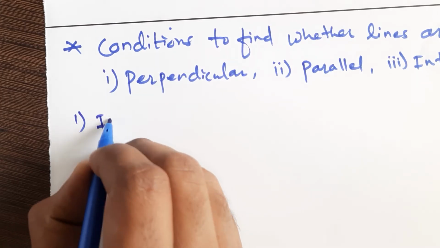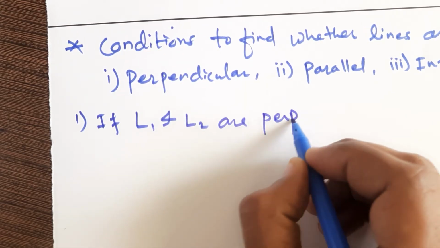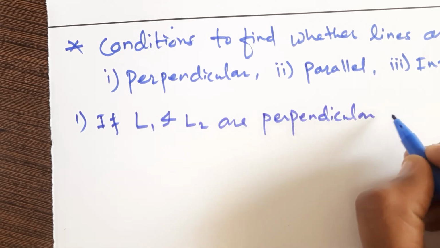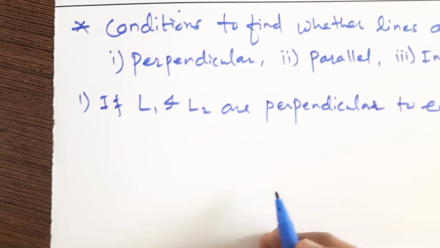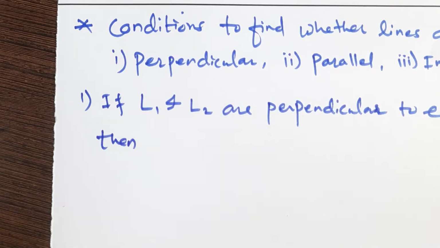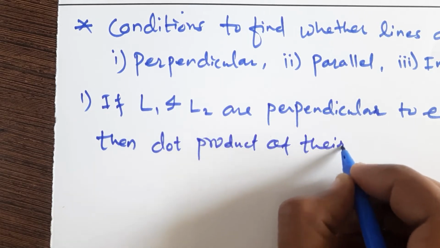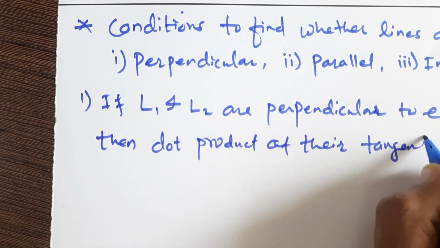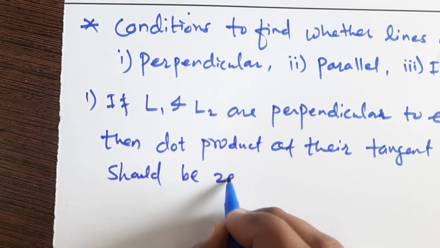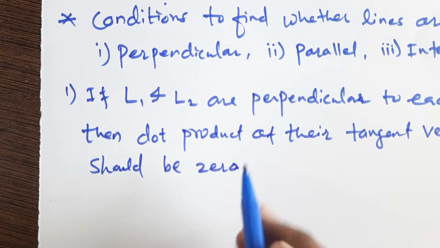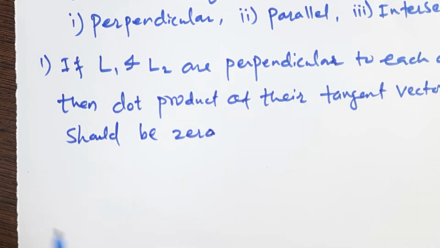Okay, so if L1 and L2, two lines, are perpendicular to each other, then the dot product of their tangent vectors should be 0. So this is the condition. So when two lines are perpendicular, the dot product of their tangent vectors should be 0.